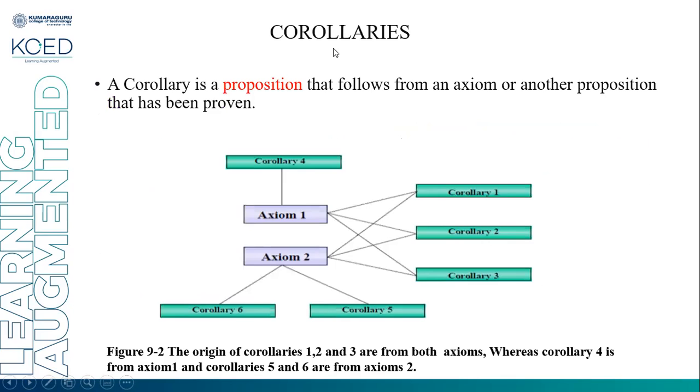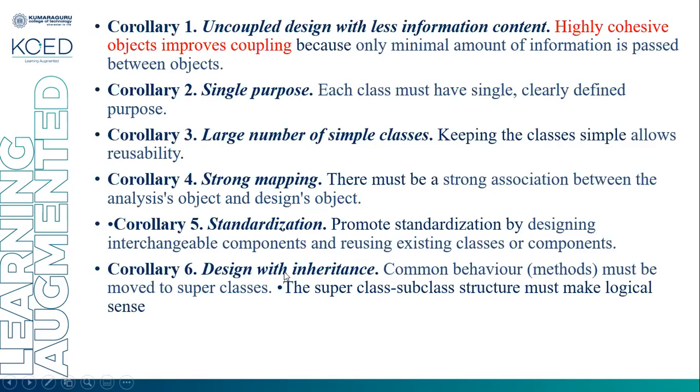Next, we are going to discuss the corollaries. A corollary is a proposition that follows from an axiom or another proposition that has been proven. Generally, corollaries follow the axioms. We have 6 corollaries. Corollaries 1, 2, and 3 are based on both axiom 1 and axiom 2. Corollary 4 is based on axiom 1. Corollaries 5 and 6 are based on axiom 2.